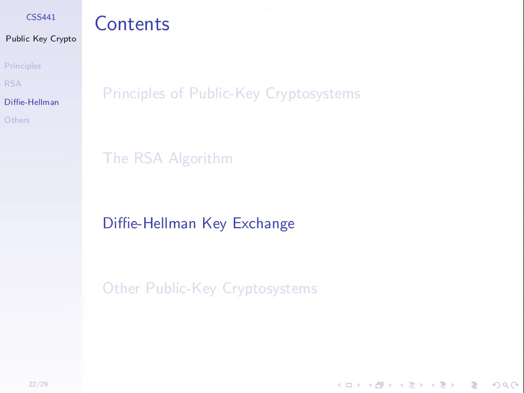The original public key algorithm created by Diffie and Hellman was not used for those two purposes. It was designed initially just for key exchange. We want to get a secret from A to B, and I don't want anyone else to know that secret. So that's the problem we have. How do I do that?